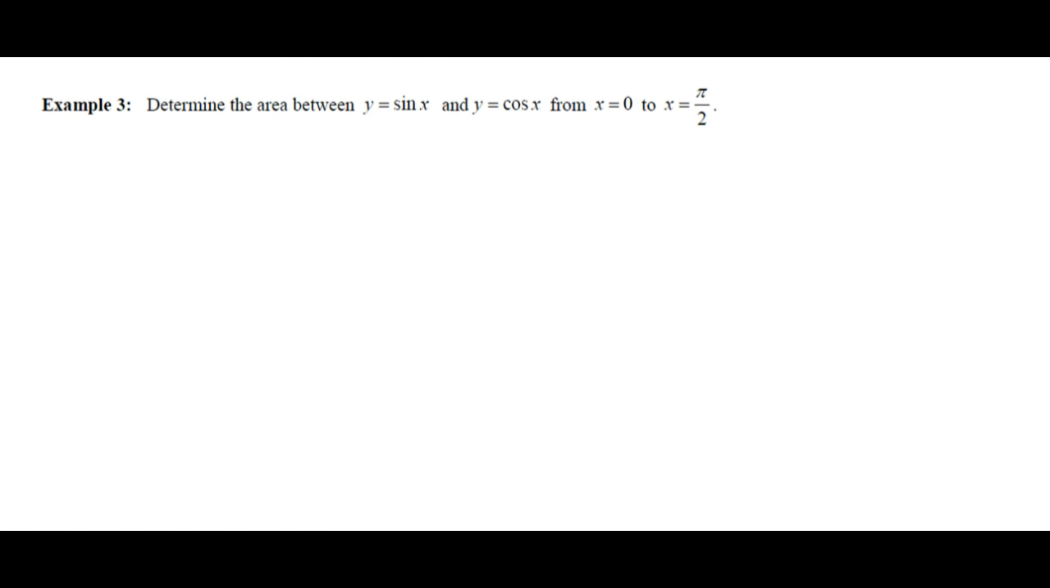Now the area between sine x and cos x from 0 to pi over 2. Okay, definitely got to sketch this out. So 0 to pi over 2. There's pi over 2. And this is sine x. And cos x does this. And that makes this pi over 2. And that's 0. So where's this? Pi over 4. So where is sine equal to cos? At pi over 4.